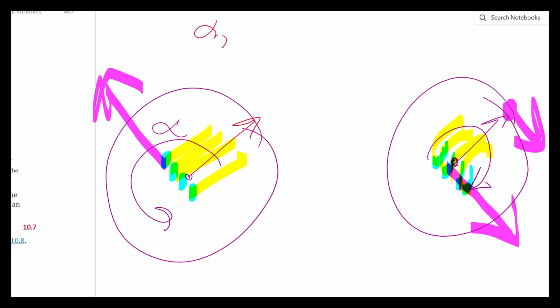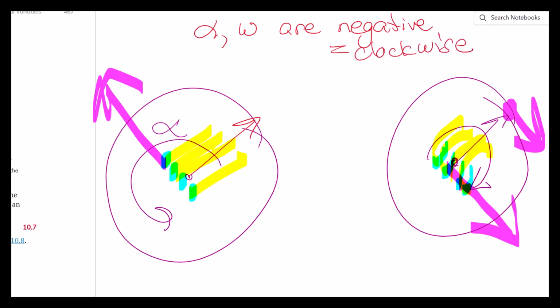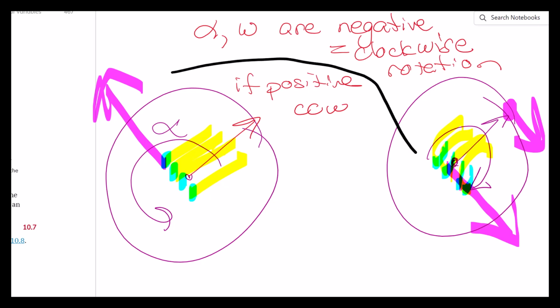If alpha or omega are negative, then that's considered clockwise rotation. And if they're positive, counterclockwise, and the only thing you can do is look at your hand. I'm sorry that people make clocks stupid. I don't know who to complain to about that, but do your best.